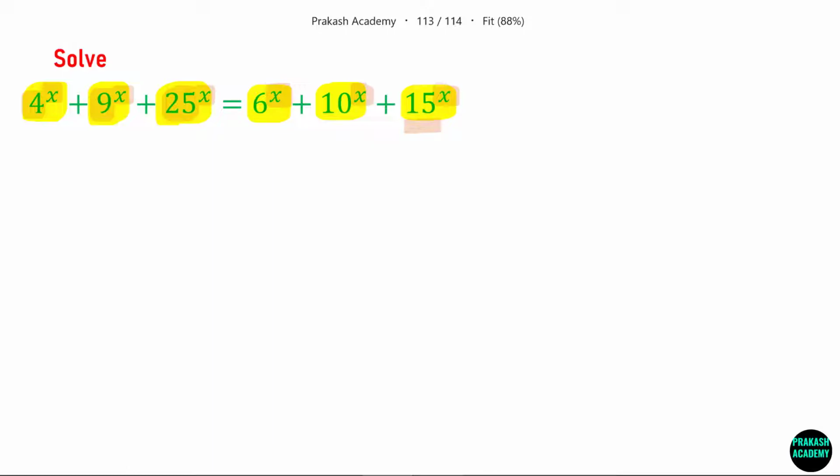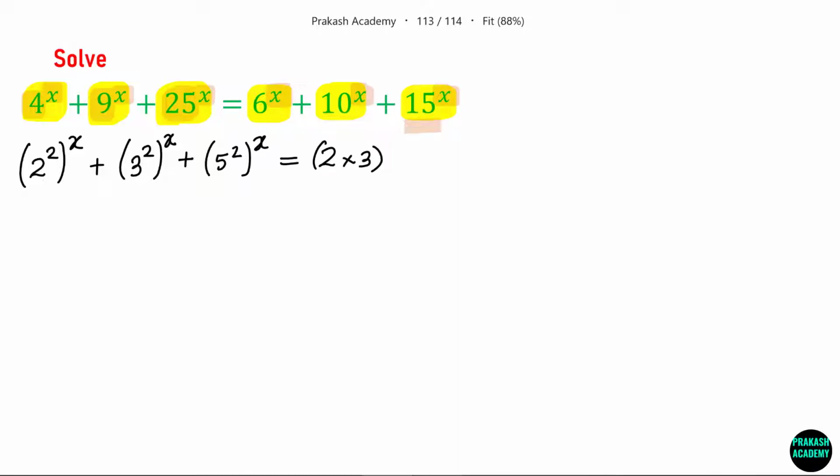So now I can write this 4 as 2 raised to the power 2, and this raised to the power x. 9 as 3 raised to the power 2, this raised to the power x. 25 as 5 raised to the power 2, raised to the power x. And this is equal to 2 into 3 raised to the power x plus 2 into 5 raised to the power x plus 3 into 5 raised to the power x. Now I will use rules of power.